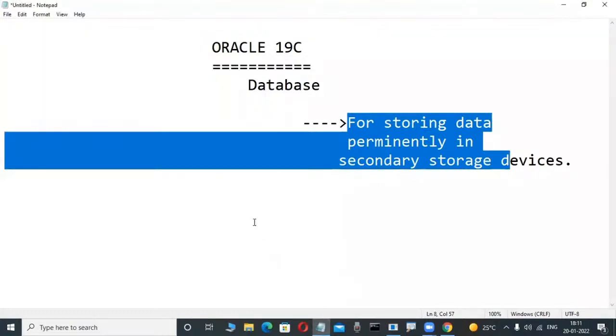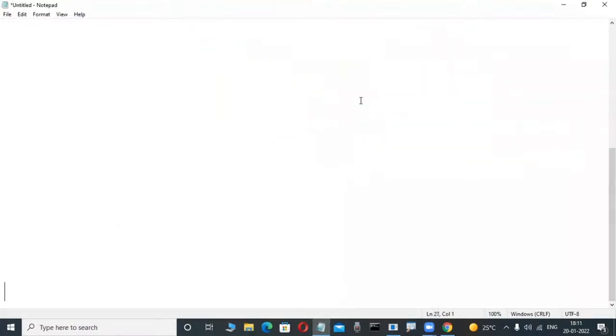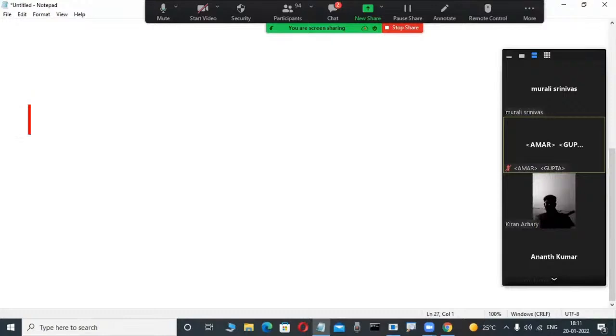Now check it out. Suppose, for example, you are a first-time newcomer, a non-technical person. It is easily understandable: every organization maintains a database. Okay, fine. For example, observe it here. So many applications are there. One of the applications I'm taking is the bank. Banks maintain databases.